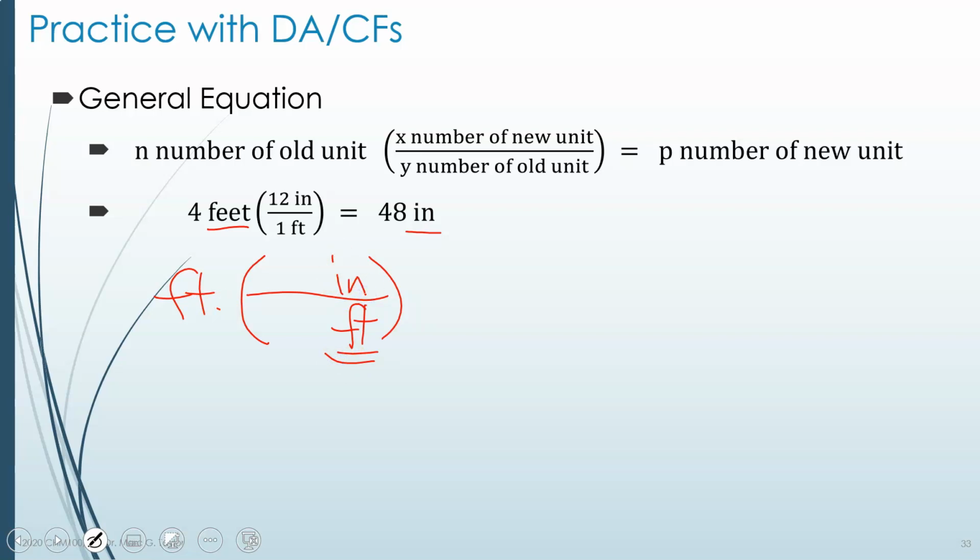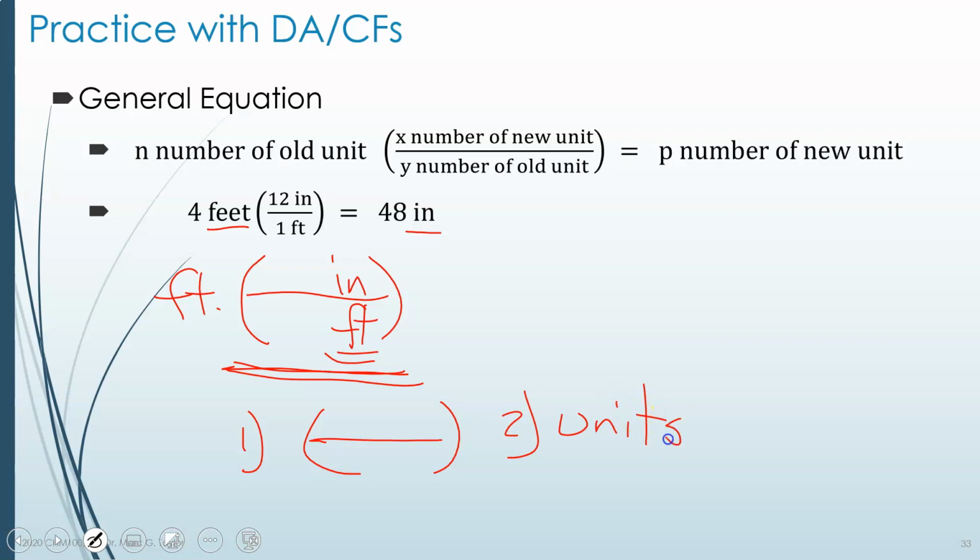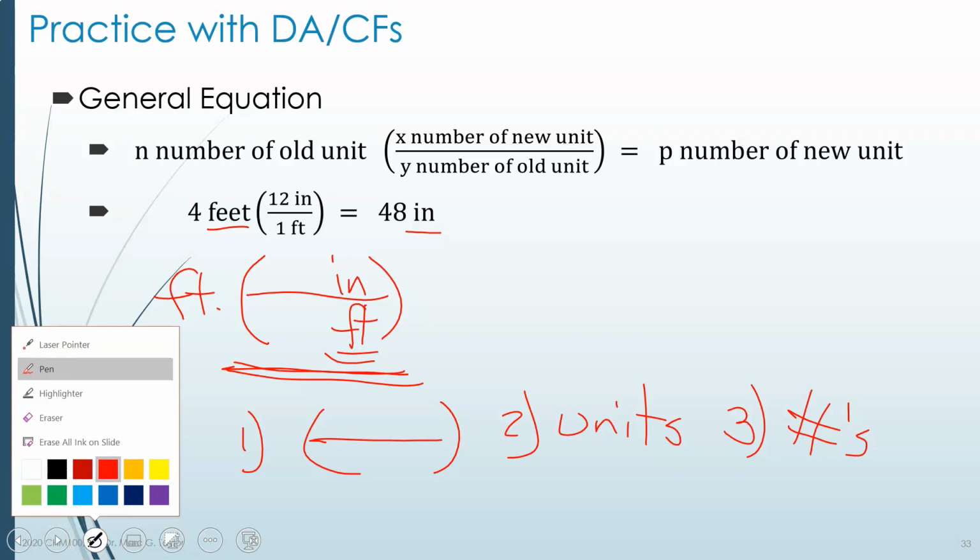I highly, highly recommend when you build a conversion factor, do it in this order. Number 1, make your parentheses with a line. Number 2, put in the units. And only after you put the units in, put in your numbers. Do not put your numbers in first. It's a very easy way to make a lot of mistakes.